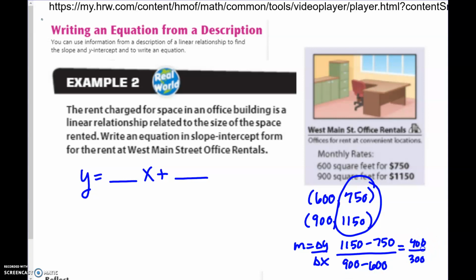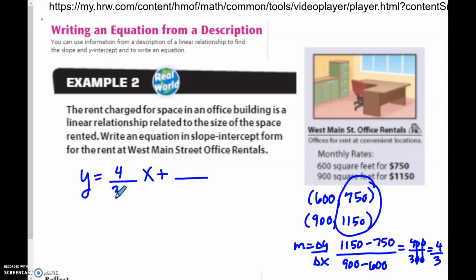Well, we can simplify. This 0 cancels with that 0. So we have the fraction 4/3. Now, some of you are going to want to write that as a decimal, but this is a repeating decimal. So I would recommend just leaving it as 4/3.